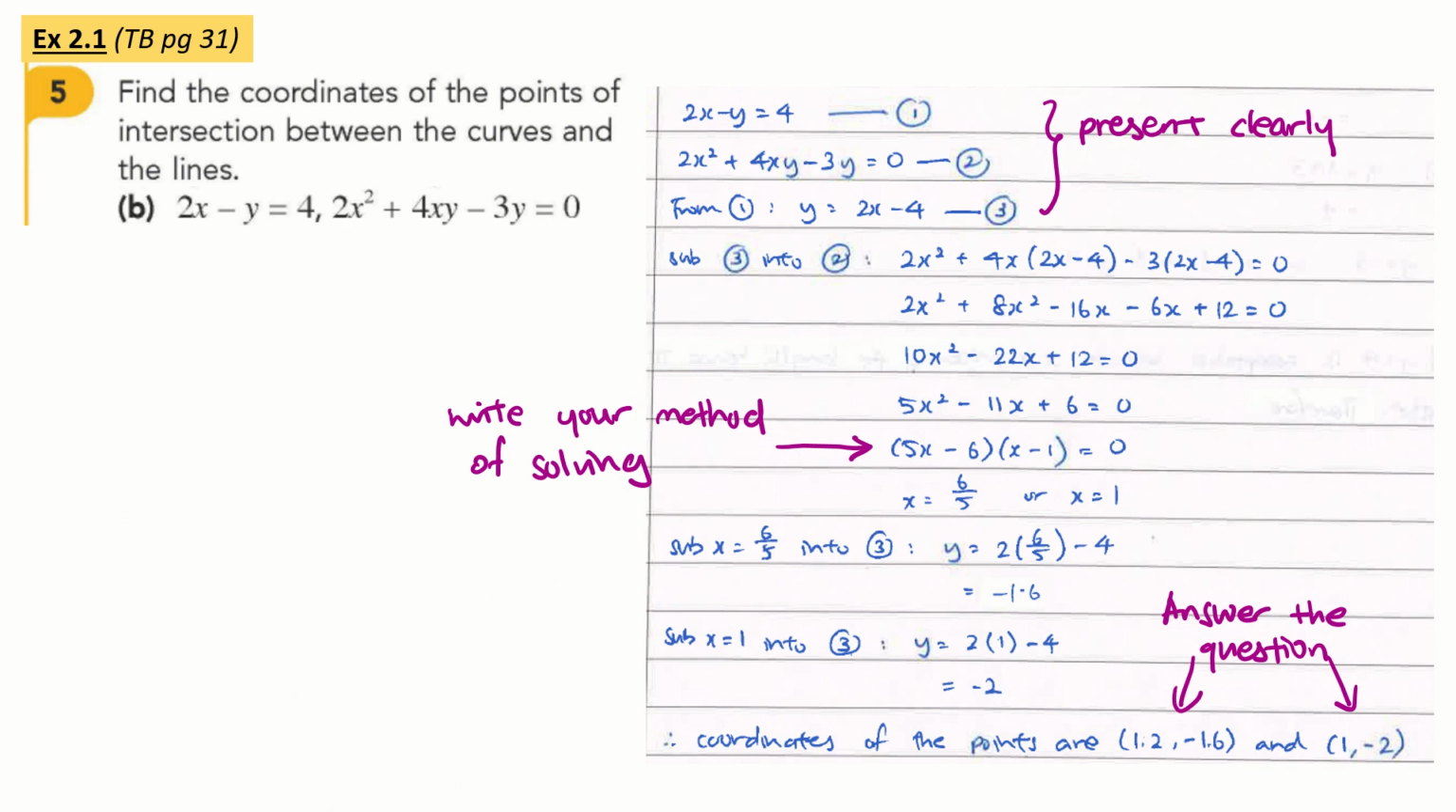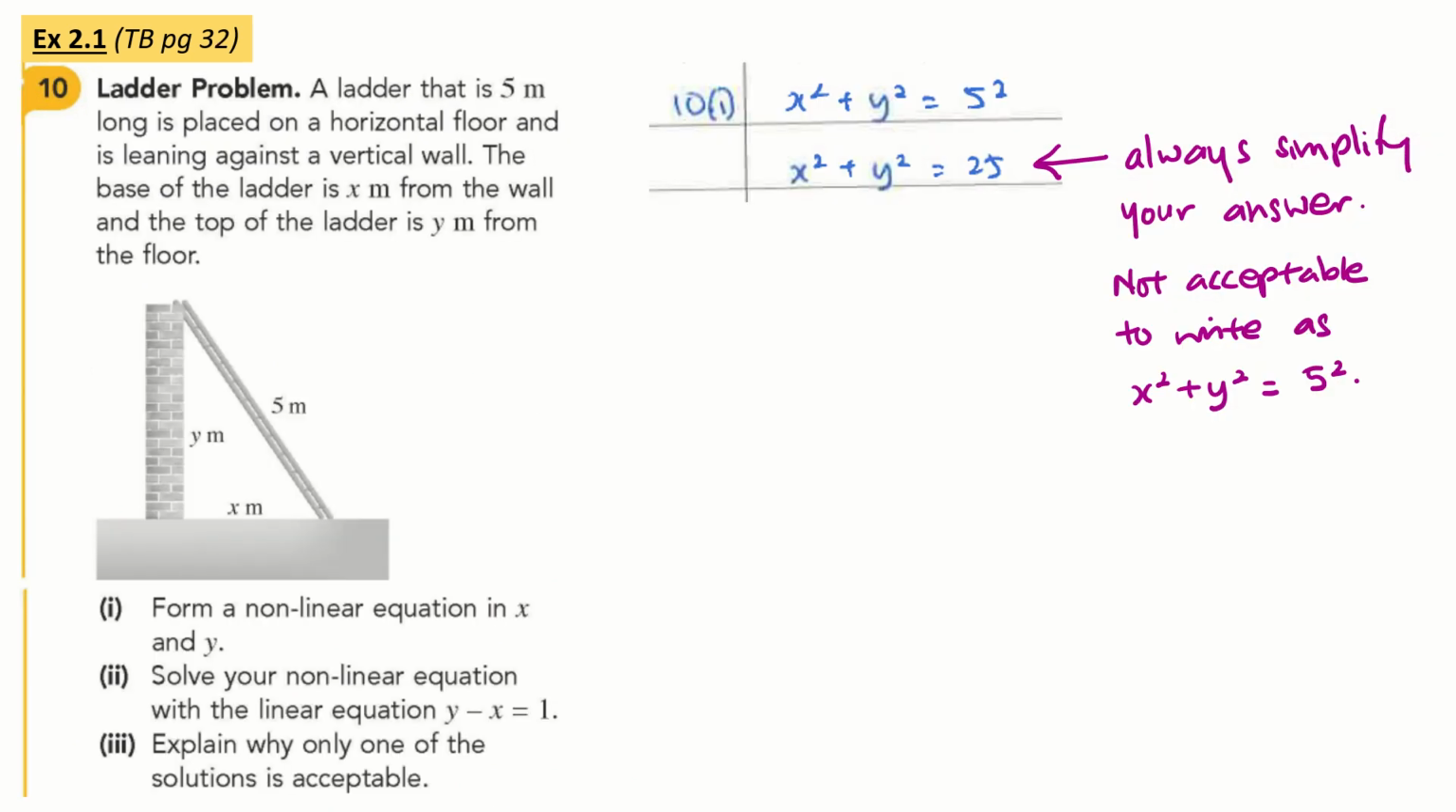So going back to question 5, and we're done. Okay, and then the last one for exercise 2.1 is question 10. Question 10 gives us a ladder problem, that is 5 meters long, placed along a horizontal floor and leaning against a vertical wall. The base of the ladder is x meters from the wall, and the top of the ladder is y meters from the floor. So in part I, we want to form a non-linear equation in x and y.